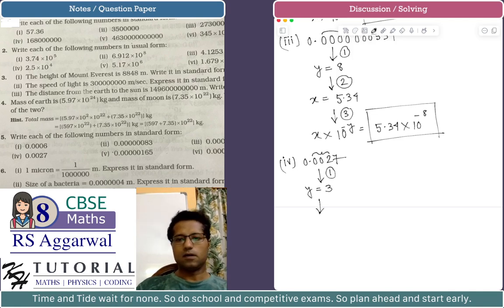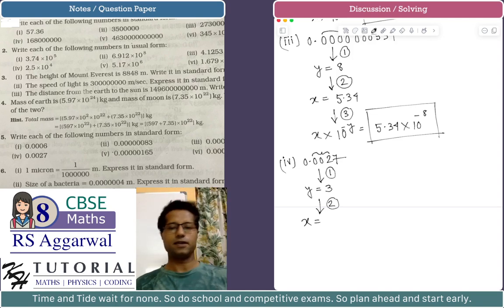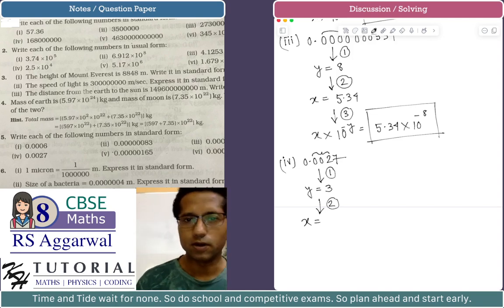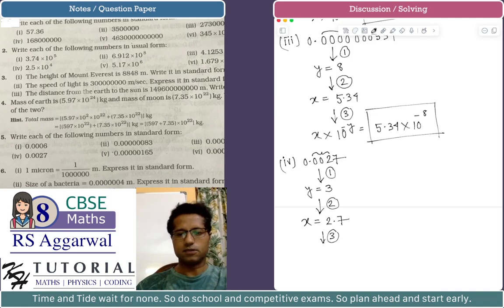And then after step 2 I will find x. How will I find x? X will be the given small number, considered as a whole number ignoring the decimal point. So it becomes 27. And then you put a decimal point after the leftmost digit and it becomes 2.7. Now as the third step, or the final step, the standard form will be x multiplied by 10 to the power minus y, which is equal to 2.7 multiplied by 10 to the power minus 3.